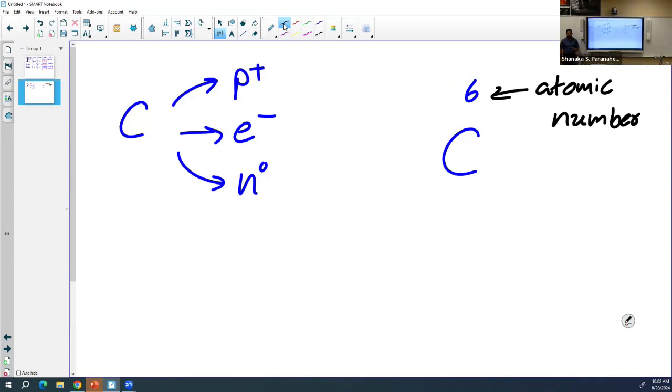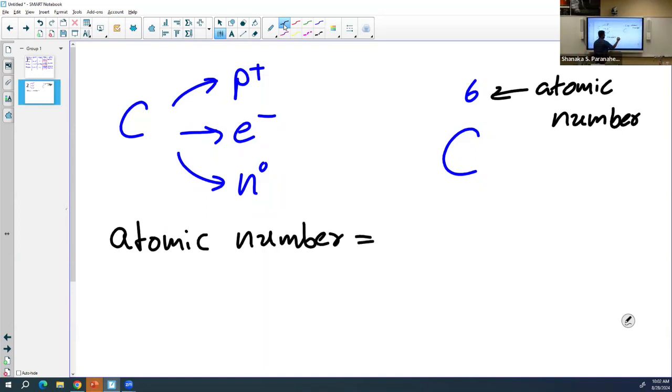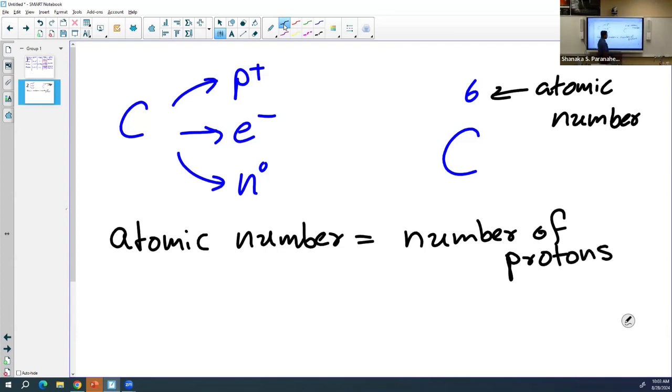The atomic number is equal to the number of protons in an atom. So how many protons are in carbon? 6, because the atomic number is equal to the number of protons. How many protons are in a copper atom? Use the periodic table. How many? 29. You find the symbol of copper.